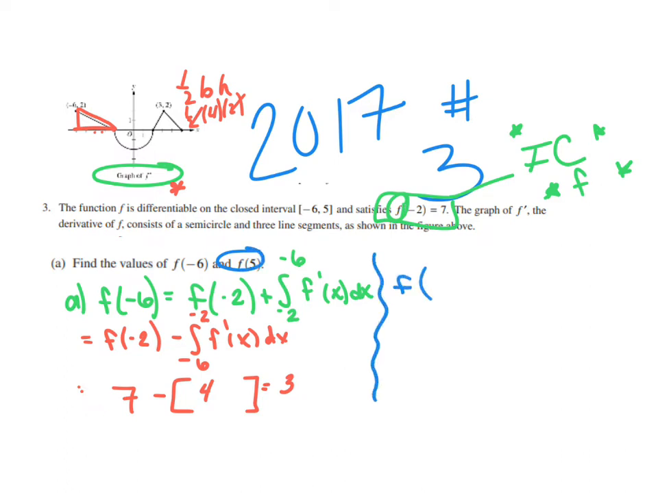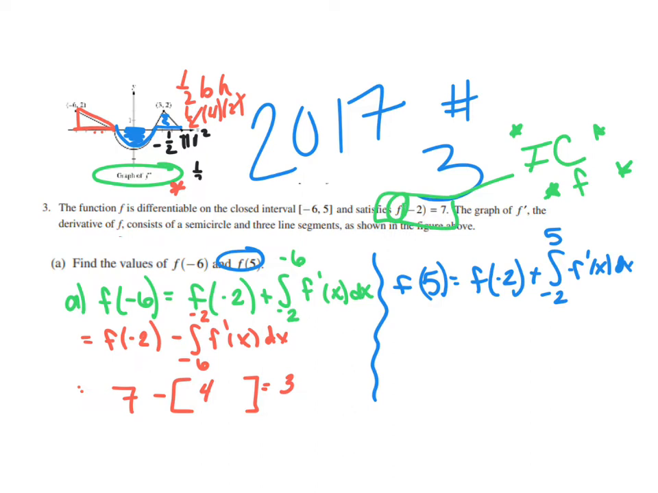For the second part, they want f of 5. So f of 5 equals f of negative 2 plus the integral from negative 2 to 5 of f prime of x dx. Again, I'm just looking for the area under the curve. The bounds are in the correct order, so there's nothing fancy I have to do. I just need the area from negative 2 to 5. So negative 2 would be this semicircle till 5, which would be this triangle. So I need all of this area and this area combined. Now, the one thing I have to catch here is that this semicircle is sitting underneath the x-axis. So that's going to be a negative 1/2 pi r squared. And the triangle is my 1/2 base times height, and that is positive.